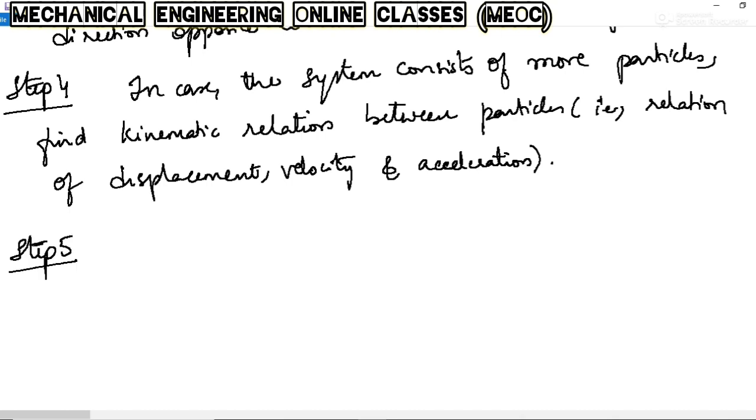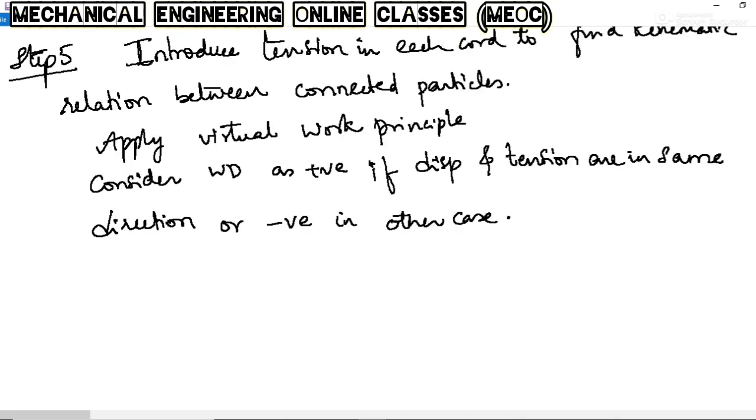And the last step is, in order to find the kinematic relationship between the connected particles, we have to introduce tension in each chord. So we may have to apply the virtual work principle. According to the virtual work principle, the total virtual work done by the internal force, which is tension, will be 0. If the displacement and tension are in the same direction, we consider the work done to be positive, otherwise it is considered to be negative.